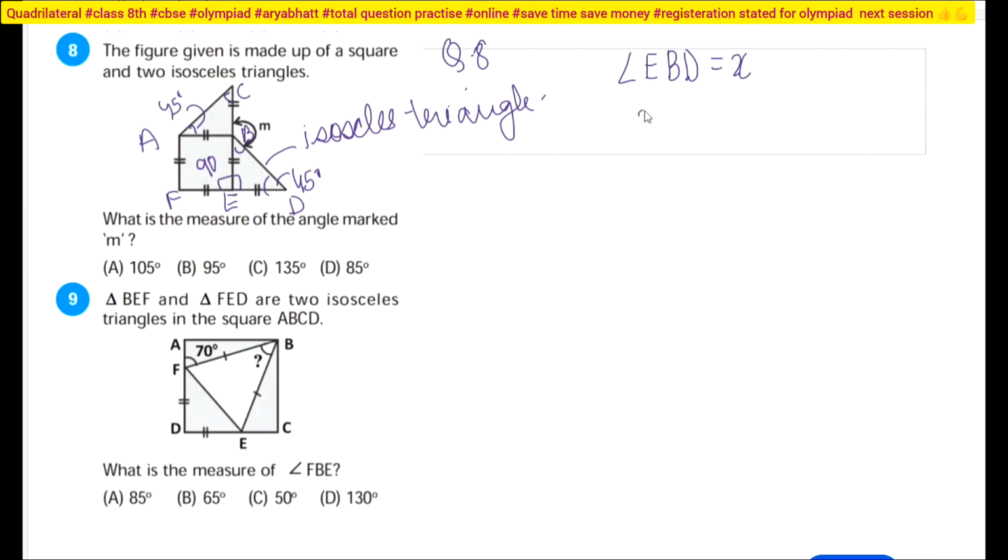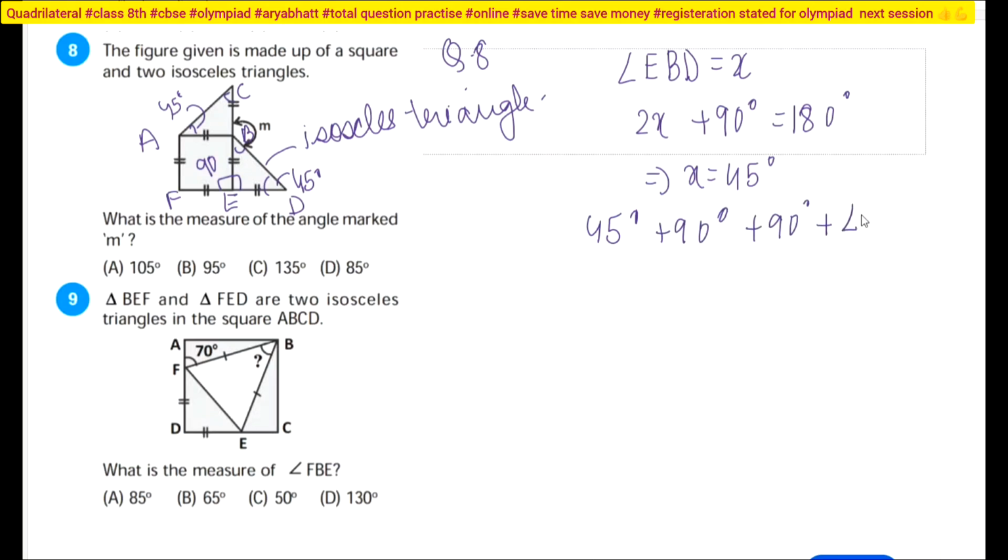Then I will say that twice of x plus 90 degrees is equal to 180 degrees, or simply x is equal to 45 degrees, right? I already told you, but right now I have calculated for you. Now see, I will say that 45 degrees plus 90 degrees plus 90 degrees plus your angle m, all equal to 360 degrees in a whole round. So this implies that angle m is equal to 135 degrees.